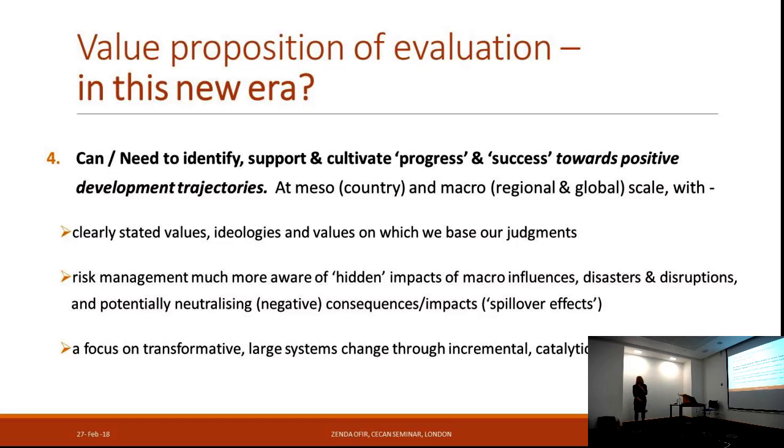We need, in how we evaluate, to support risk management in a way that is cognizant of sometimes hidden things, hidden power asymmetries, for example, things that are not very obvious, and the sometimes hidden impacts of macro influences, of disasters, of disruptions, and also, as I mentioned right in the beginning, potentially negative, neutralising consequences or impacts, or what economists call spillover effects.